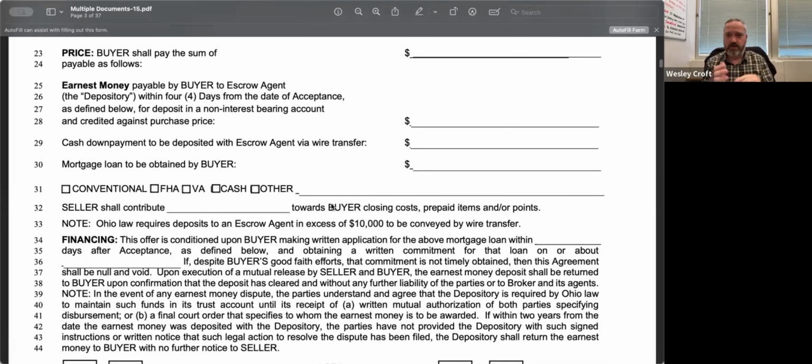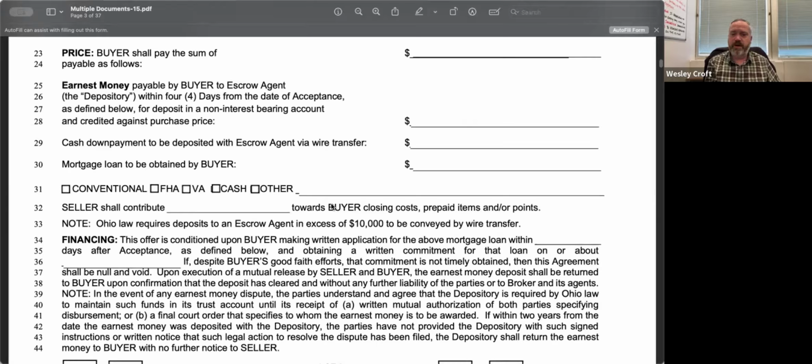So if we do a little bit of easy math, let's say the purchase price is $100,000. Earnest money is typically 1% of the purchase price. So at $100,000, you're going to pay $1,000 in earnest money. Let's say that this is a really well-qualified buyer. They're going to do a conventional loan at 20% down. 20% of 100,000 is 20,000. So on line 23, under price, you're going to put 100,000.